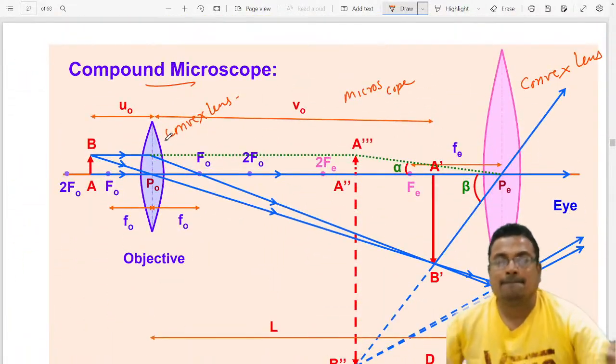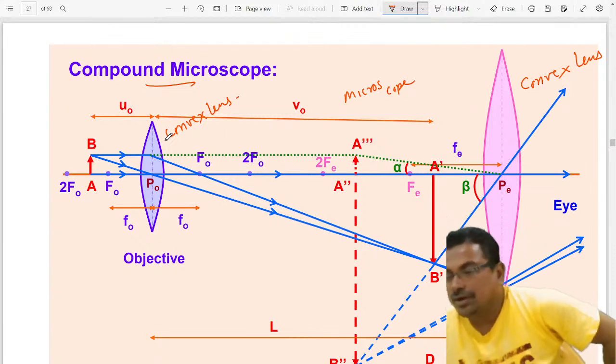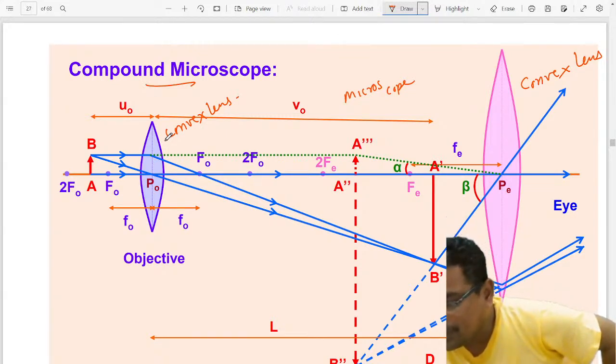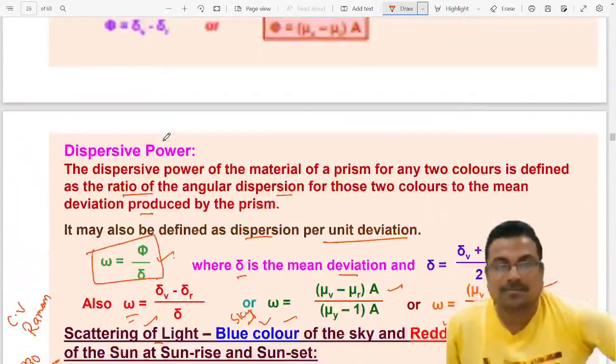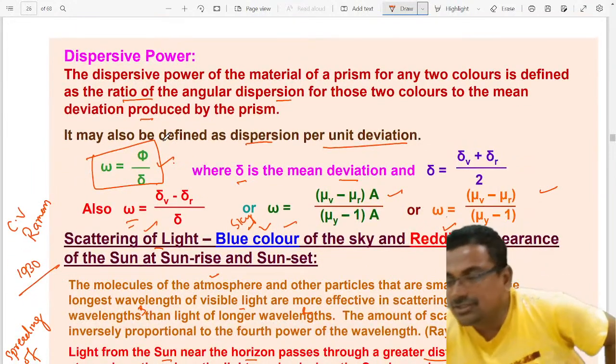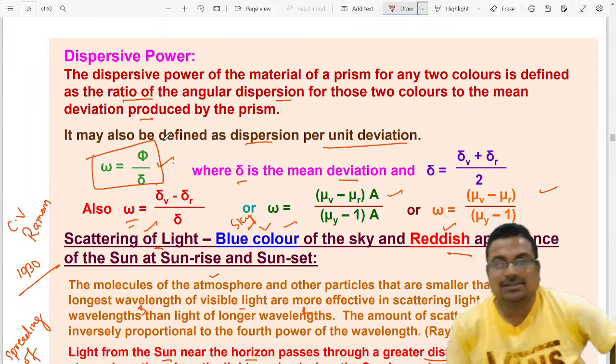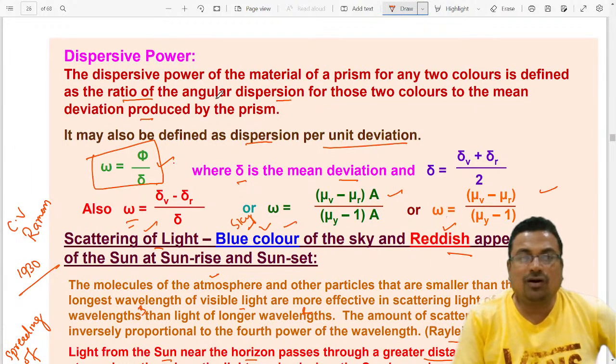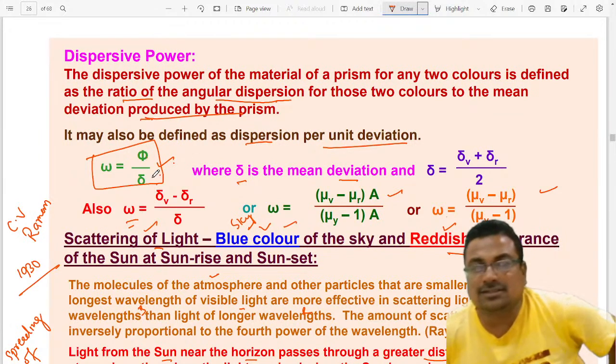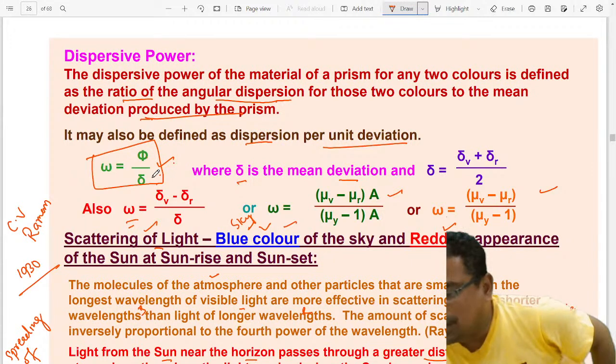So here is about the compound microscope. See here please, the definition of dispersive power. Chaitraji, the dispersive power, see here, is the ratio of angular dispersion for those two colors to the mean deviation by the prism. This is the definition of dispersive power.